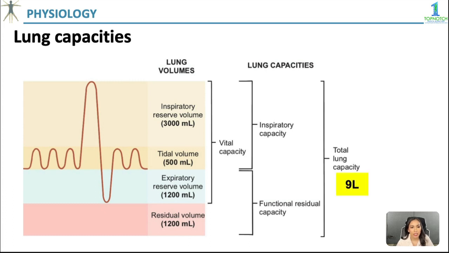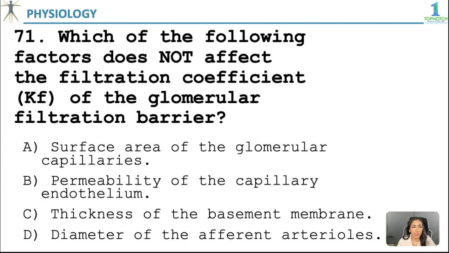Okay, sabi sa case, total lung capacity is 9 liters. They also said the functional residual capacity is 6 liters. So 9 minus 6, 3 liters ang inspiratory capacity. Okay, so when you're confused, just remember this drawing, and also Doc Broly's famous mnemonic, ITER 4321. Okay? Let's go to 71.